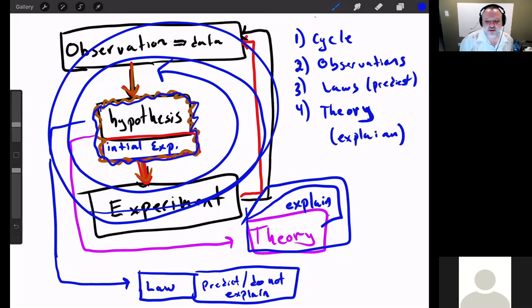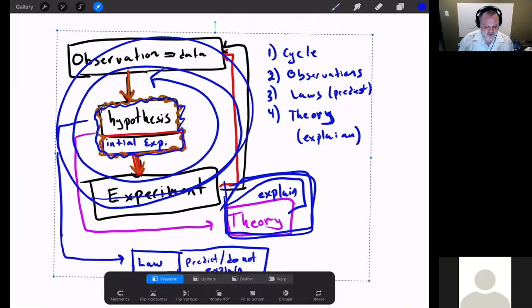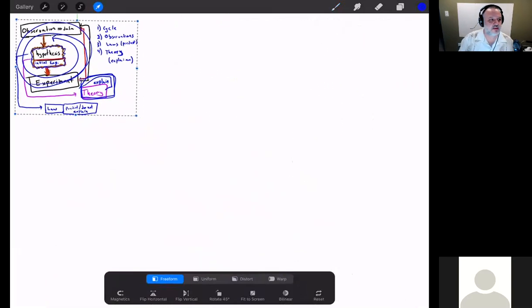What happens though? I mean, what happens if we've developed a theory? Does that mean that we will never have an observation that goes against the theory? Is that what that means? Yeah, definitely not. Definitely not. It just means that based on all the observations that we have right now, this is the best we have.